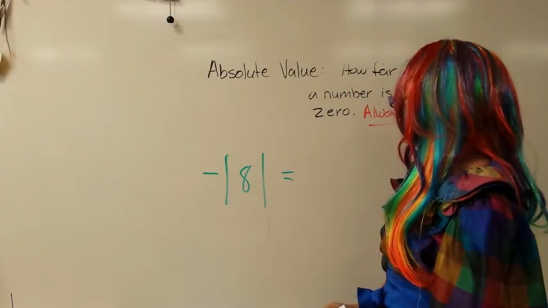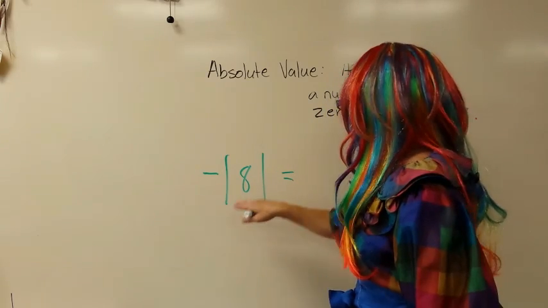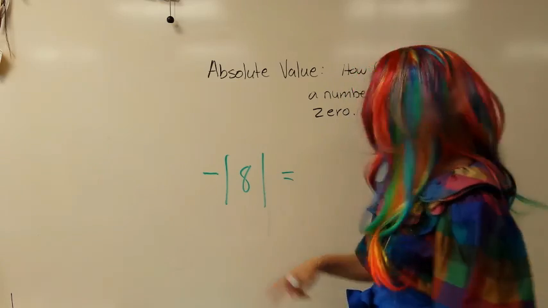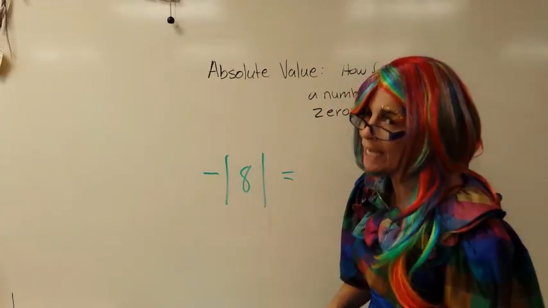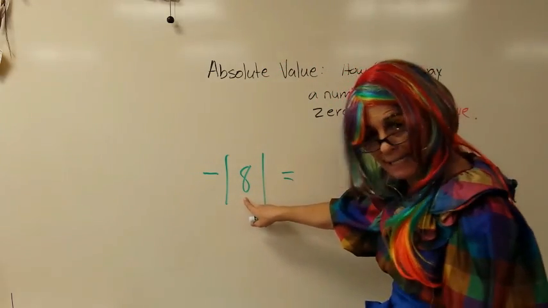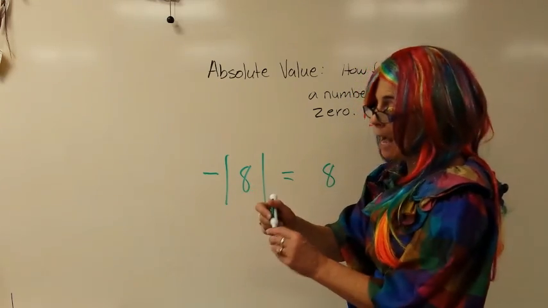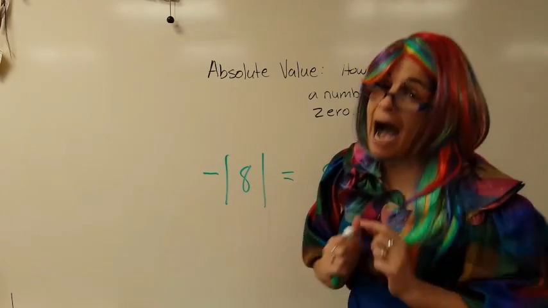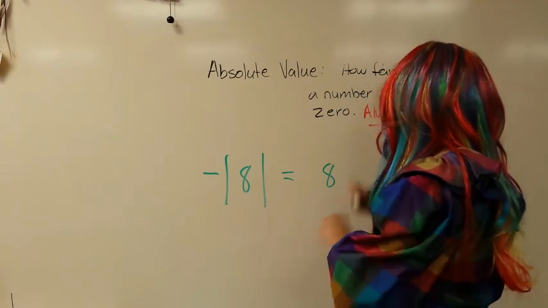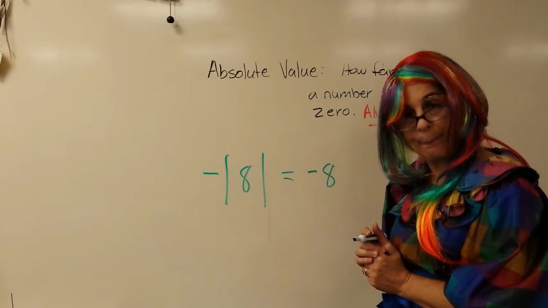What is this going to mean? Well, this little bugger out here says whatever the absolute value is, you're going to take the opposite. Yes, that's what this little guy does. He's a tricky little thing. So, the absolute value of 8 is 8. But now this little guy says, I want you to give me the opposite of that answer. So, we would have to say the answer is negative 8.